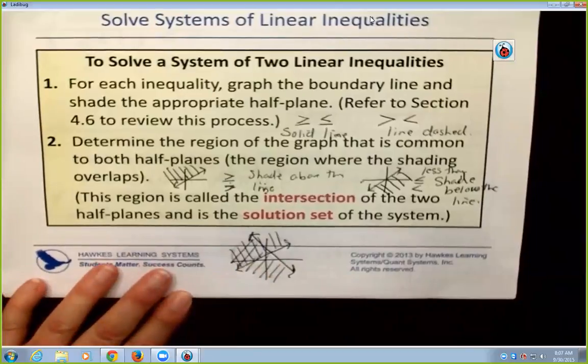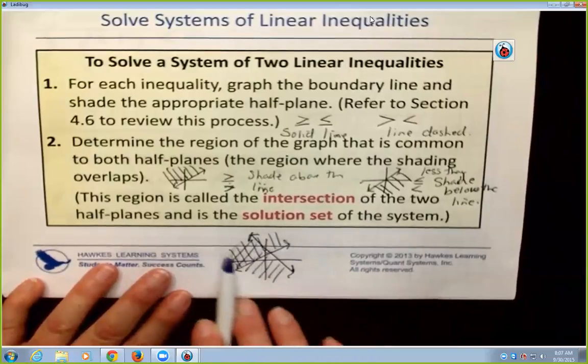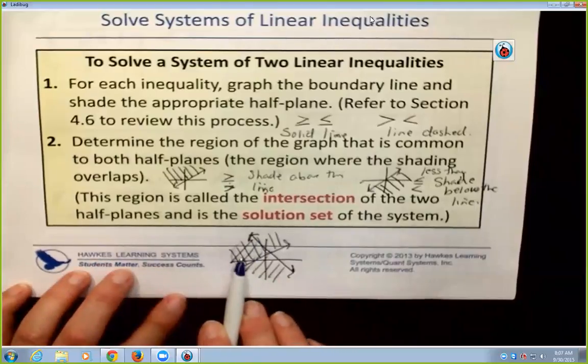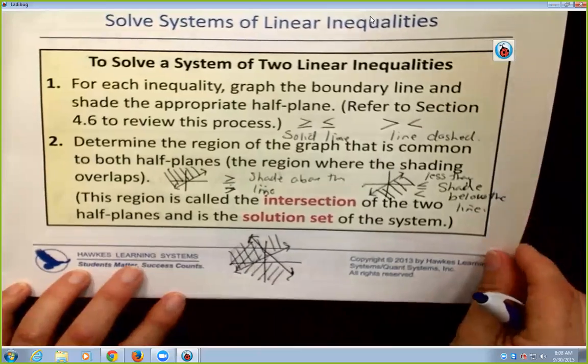So back in 4.6, we did one graph, one line, one single line, and shaded it. In this case, we're going to shade two lines on top of each other, and we're going to figure out where our double shading is at. And within the Hawks program, it'll show you where that double shading happens to be, and you just need to pick a letter that's connected with it. But we'll get to that in a minute.